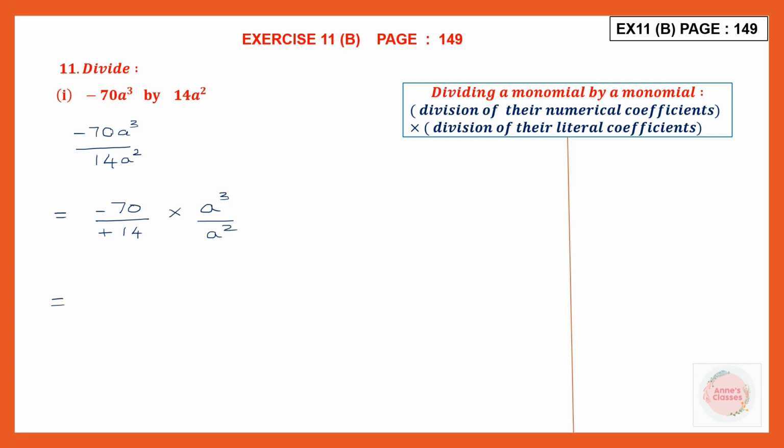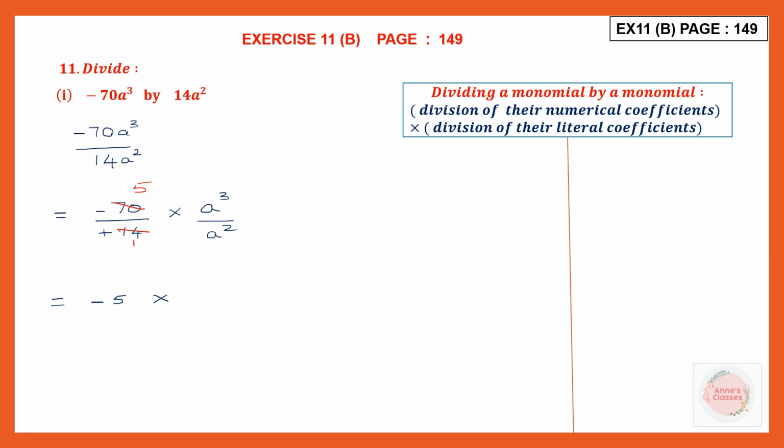Now we can divide the numbers. The rule for the signs, division of algebraic signs here, is the same as that of multiplication. In multiplication we say minus into plus is minus, isn't it? So here also it's the same for division. So your answer will have a minus sign. Now 70 divided by 14 is 5. So you cancel, this is 1 and this is 5. So 70 divided by 14 is 5, into a to the power of 3 divided by a to the power of 2.